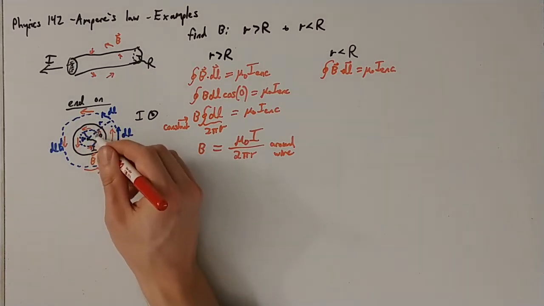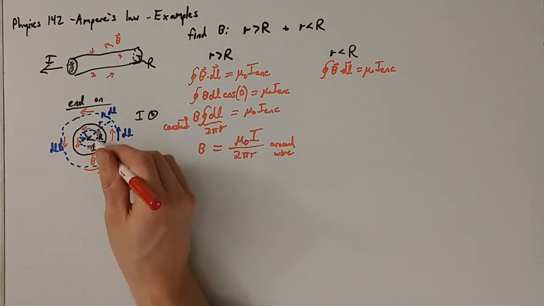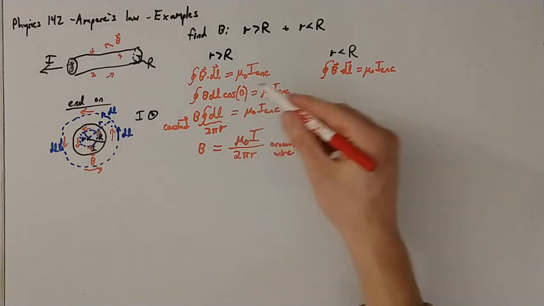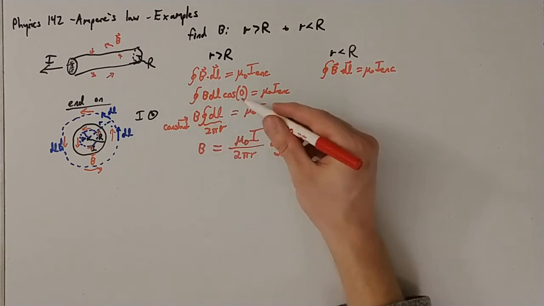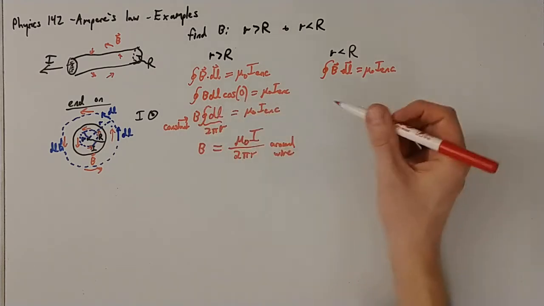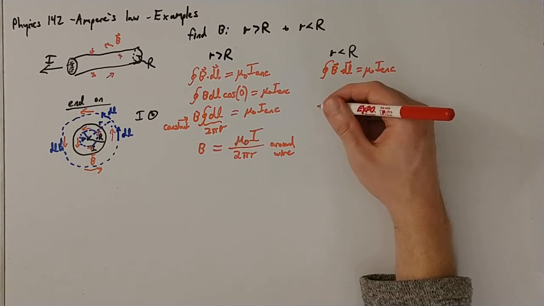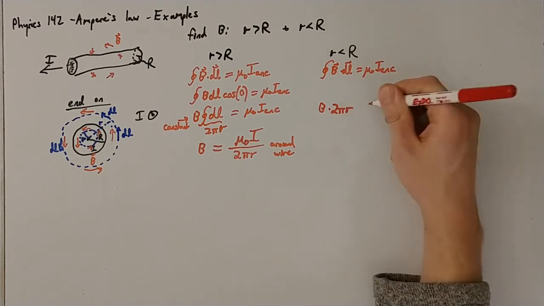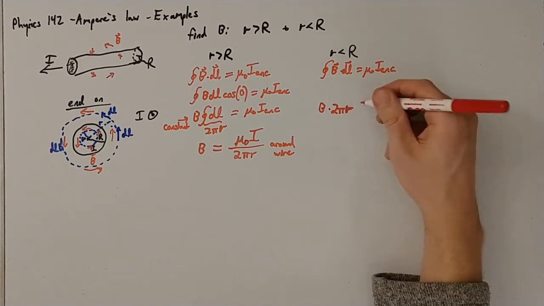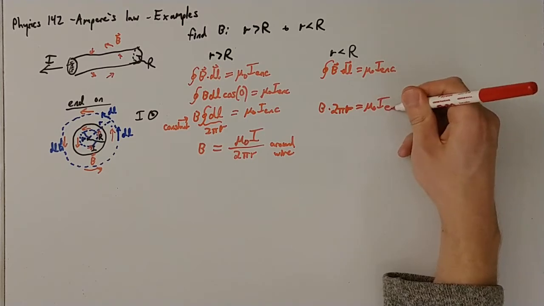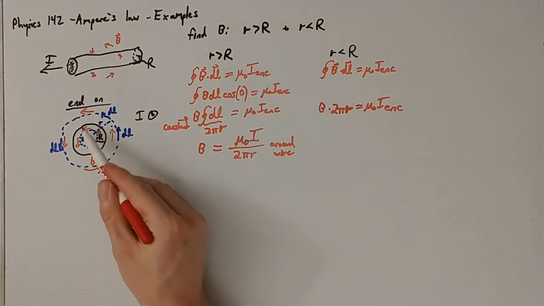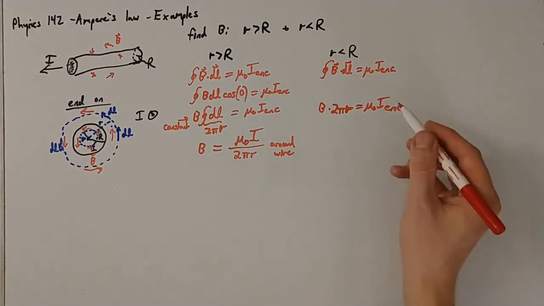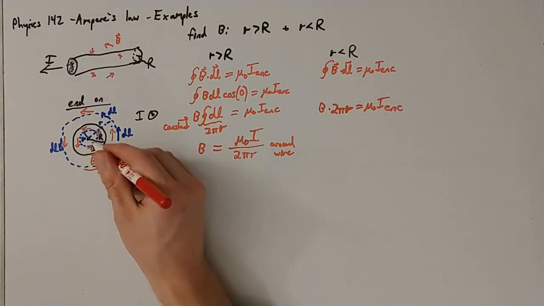Really I should draw in some extra dl vectors. It's going to work the same as here: my dl vectors are again going to be aligned with my B vectors. And so the steps here are all the same. We'll have a cosine of 0, B is going to be constant, and we'll come outside the integral. So again, we'll have B times 2 pi r, where this little r, now less than big R, equals mu naught times I enclosed. So we'll go through all the same steps for this loop inside the wire, except now we have a little difficulty because I enclosed is not all of the current.